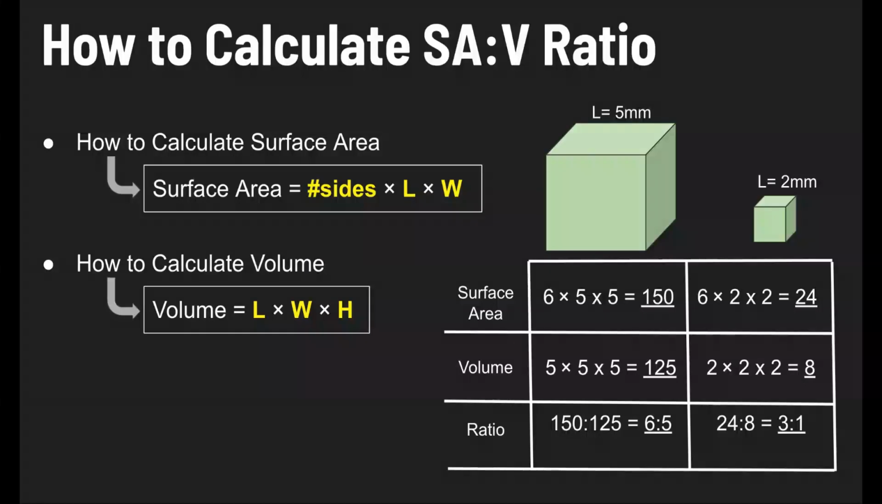So which ratio is bigger and which ratio is smaller? Well, the larger cell, I'm sorry, I wrote that backwards. The larger cell has the smaller ratio, and the smaller cell has the larger ratio. And what that means is a cell that's got a larger ratio is going to tend to survive better.